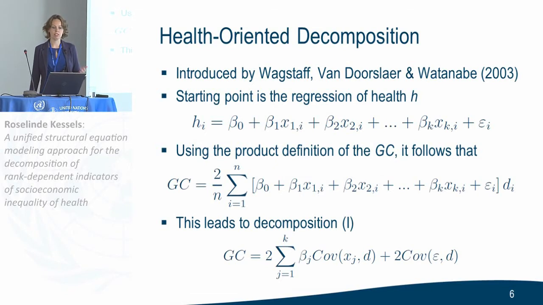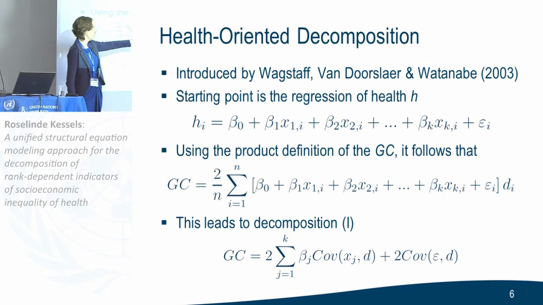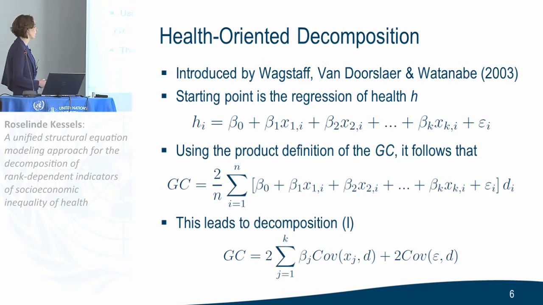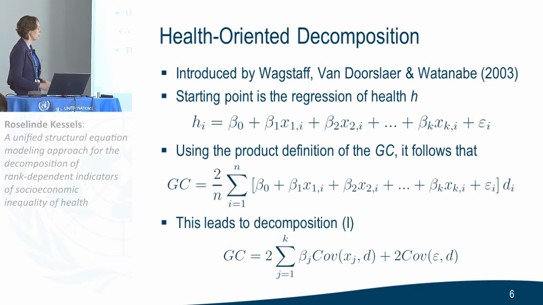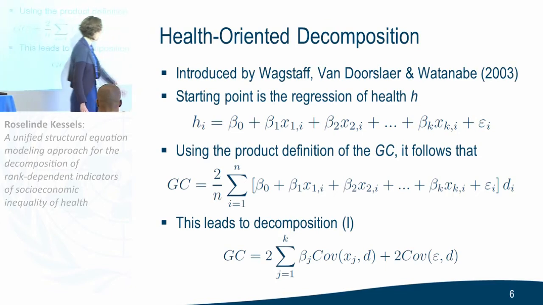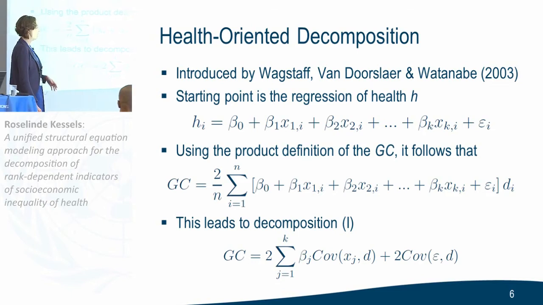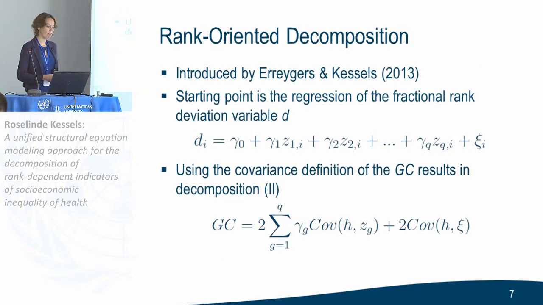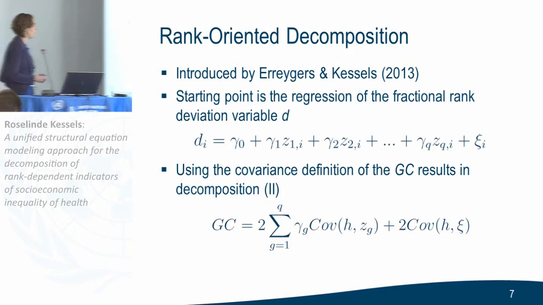Okay, first of all, a quick overview of the decompositions that I'm talking about. The most well-known of which is the health-oriented decomposition, which starts from a regression of our health variable H that we try to explain by means of a set of k explanatory variables, x1 up till xk. And then we use the product definition of the GC and do some math. So we plug in our regression for H into the product definition of the GC to finally end up with the health-oriented decomposition, to which we refer to as decomposition 1, which is a sum of k contributing factors, our deterministic component determined by the explanatory variables x in relationship with the fractional rank deviation variable d, and then we have a residual term.